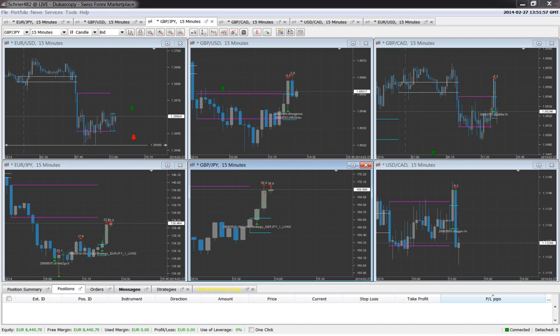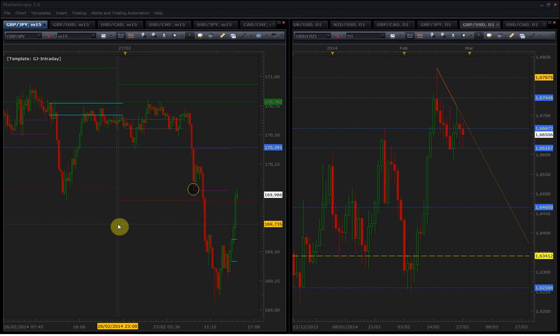That's the psychology of the intraday trader. Hit and run. You make your target, let it ride. If it's not going anywhere, take profit. You trail the stop, and that's how it is, guys.